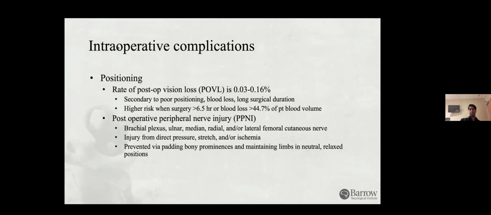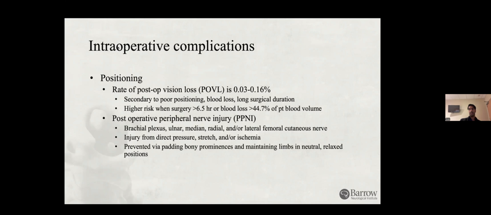One of the scariest complications is post-op vision loss. So it's important to properly pad the eyes. Luckily, that is also relatively rare. But the ones that are particularly difficult to assess and tease out in the post-op period are: is this because of an instrumentation issue, or a positioning issue, or is it a post-op peripheral nerve injury? So it's important to pad any bony prominences and make sure that the patients are in a neutral anatomic relaxed position because, once again, they will be there for 4 to 6 hours on average.